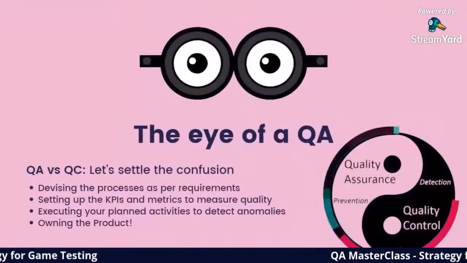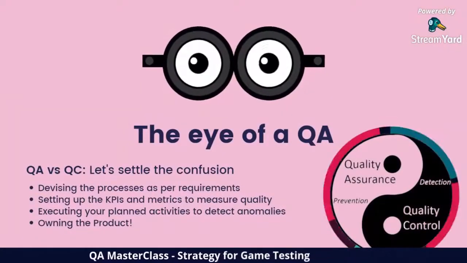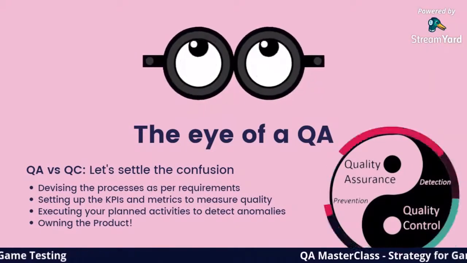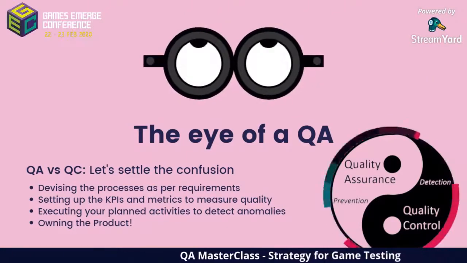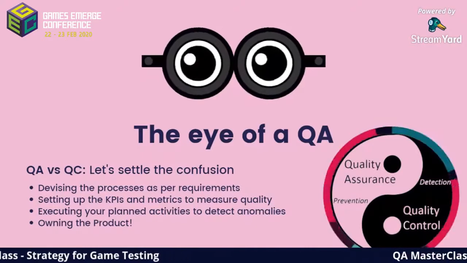Okay. So first of all, what is QA in general? The eye of QA, the headline of this slide basically, is that a QA has to be very keen, very detail oriented. You have to be the scope that figures out what's wrong with the product.